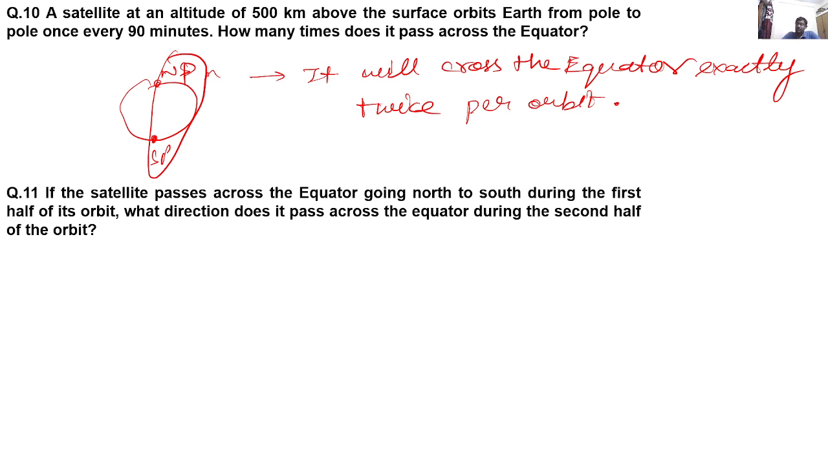The next question is if the satellite passes across the equator going north to south during the first half of its orbit, in what direction does it pass along the equator during the second part of the orbit? So it's pretty much common sense. In the second half of the orbit, it will move from south to north because the first half was from north to south.